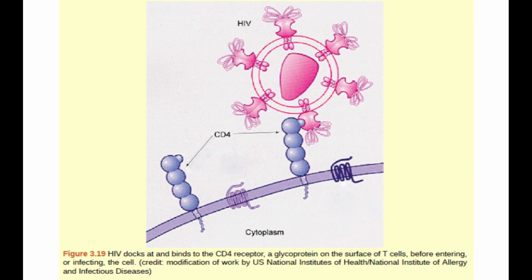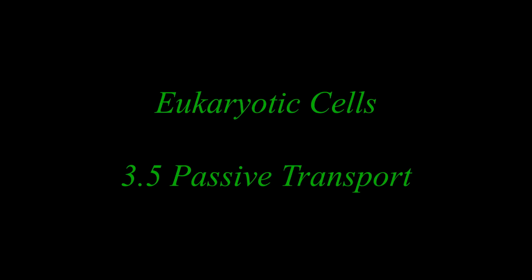This ends Chapter 3, Section 3.4, the cell membrane. In our next video, we'll read Section 3.5, passive transport.